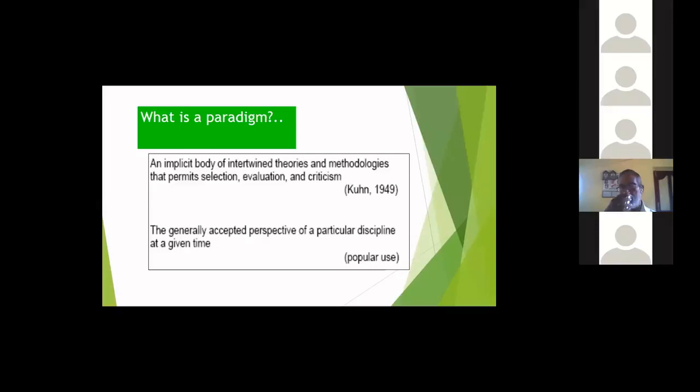And the second popular definition is a generally accepted perspective of a particular discipline at a given time. Now, you are disappointed. That is, a paradigm is not for all the time. A paradigm is for a given time. Sustainable development as a paradigm would last for a time and then be dead. Or then may be followed, but there will be something else altogether different, a much better one, a better alternative. So it's for a given time and for a given group of people.